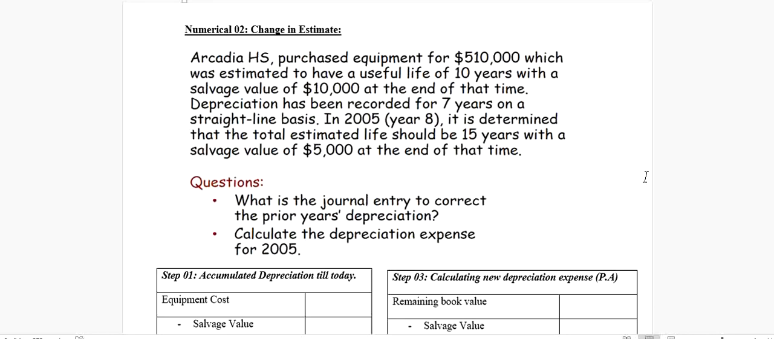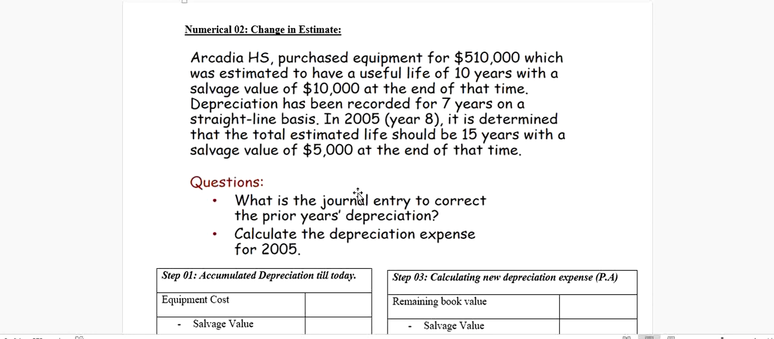I will solve a numerical on change in estimate. What if your asset estimations have changed after some time? What proper accounting must be done for that? So we will discuss that in our numerical.